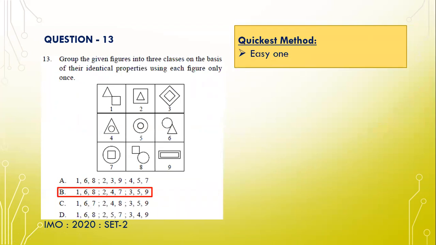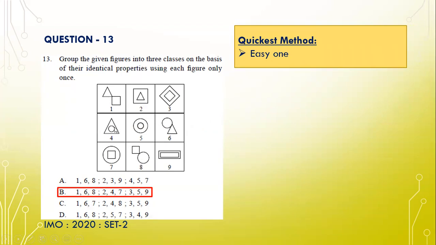Group the given figures into 3 classes on the basis of their identical properties using each figure only once. Easy question. So what are the identical properties in 1, 6 and 8? In 1, 6 and 8, the figures are just touching each other.